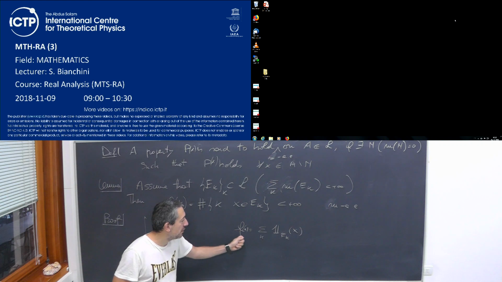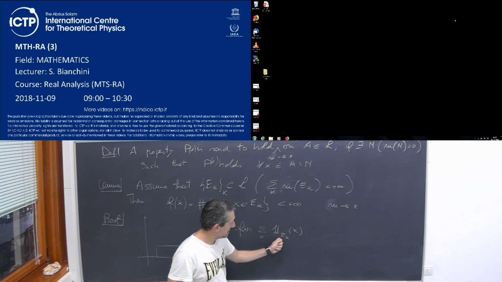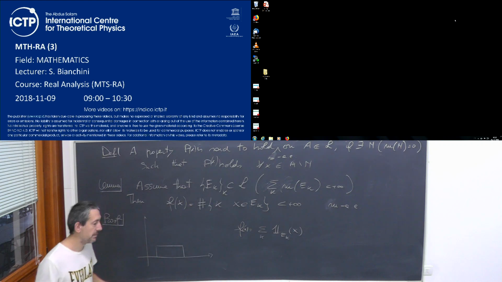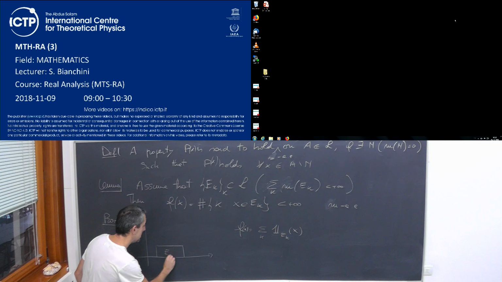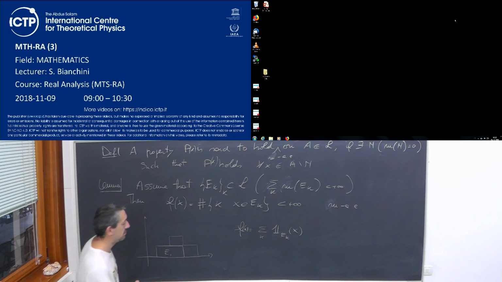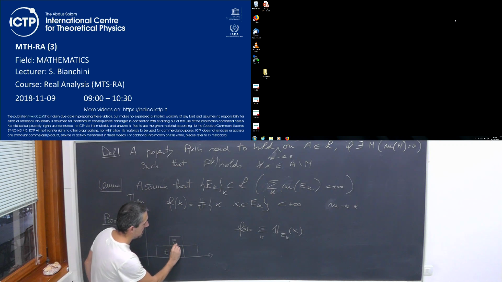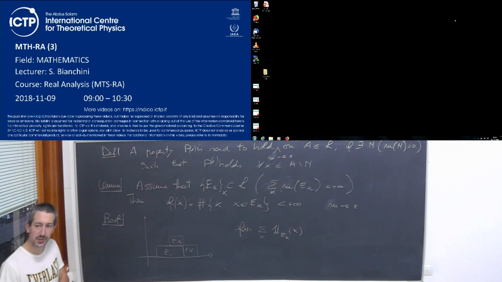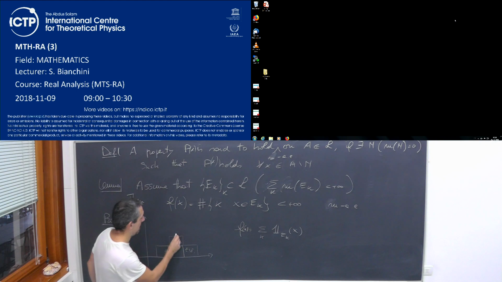But this is true: by definition, the value of f is exactly the sum of these functions, because each function is 0 when it is outside and 1 when it is inside. So let's do the drawing now. Let's say this is E1, then I take E2. Here this is E1 intersection E2, and this is E2 minus E1. And the function is exactly that function.